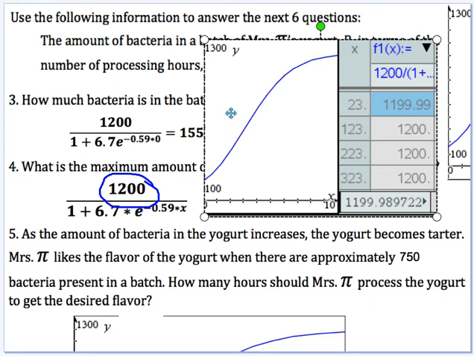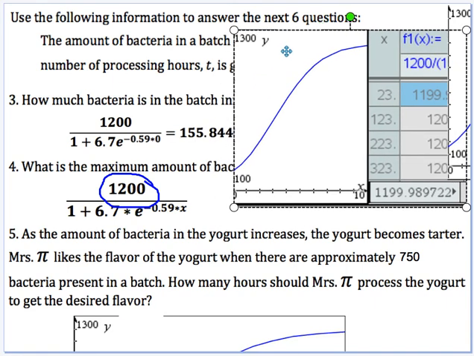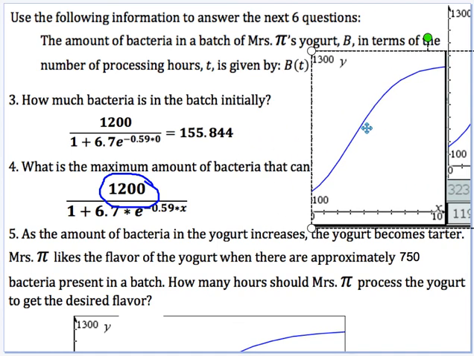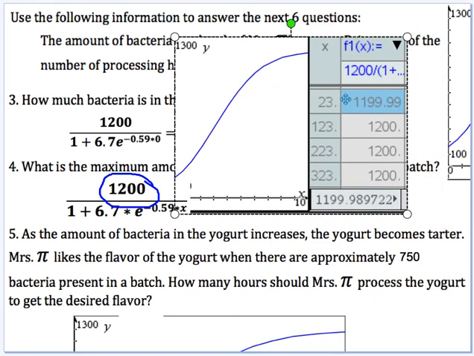Let's say we weren't sure where the limit was. You could calculate this and put in a huge number for x. It doesn't matter what number you put in for x, you're never going to have more than 1,200 units of bacteria. And you can also pull up your table.